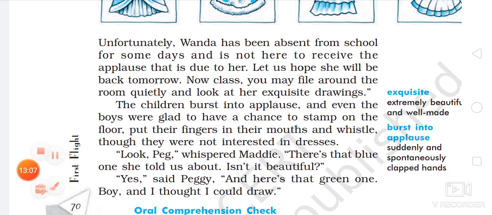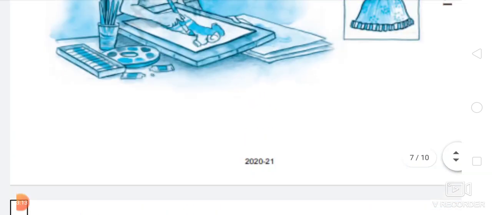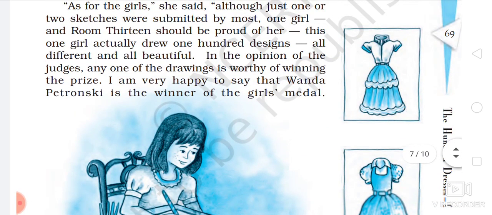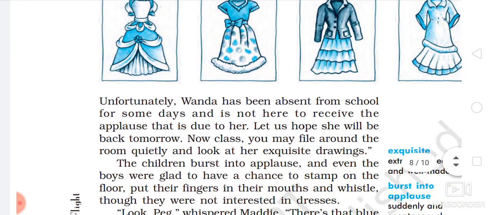And they all realized their mistake, how they tortured the girl and how intelligent the girl was, what an intelligent way the girl had to answer them, and she was the winner of the girls medal. But unfortunately, Wanda has been absent from school for some days and is not there to receive the applause. This is due to her. That is, due means given on next term. Let us hope she will be back tomorrow.